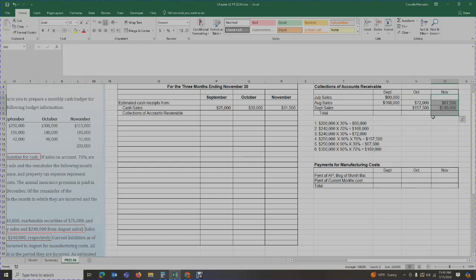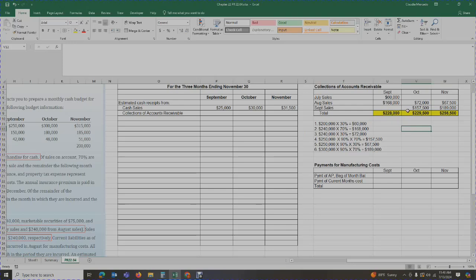Okay. So now that I've got my collections for September, October, and November, I can get my totals. Now I don't have to worry about the other sales on account because those are going to be collected in December. My sales from November are going to be collected in December and January, so I'm not interested in those data. I'm only interested up to my collections for the month of November. So now that I've calculated my totals, that is what we're going to flow into our actual cash budget.